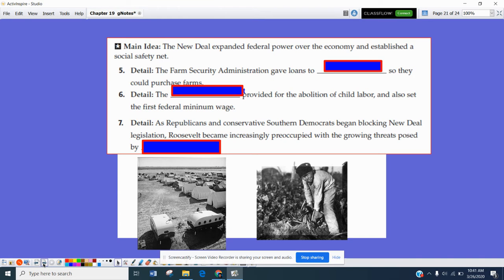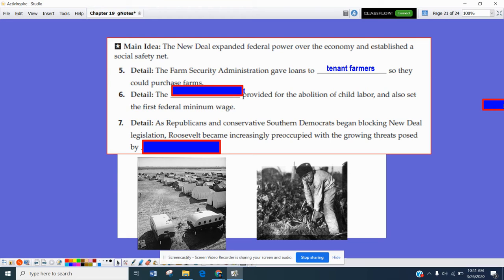So, in your next main idea, the New Deal expanded federal power over the economy and established a social safety net. And one of those things was the Farm Security Administration. The Farm Security Administration gave loans to tenant farmers, people who were, for the most part, renting land, so that they could purchase farms.